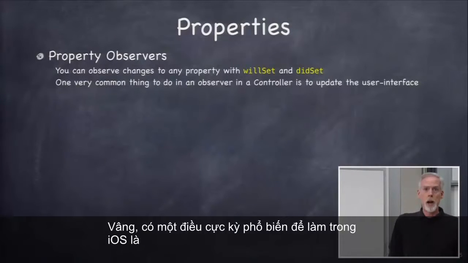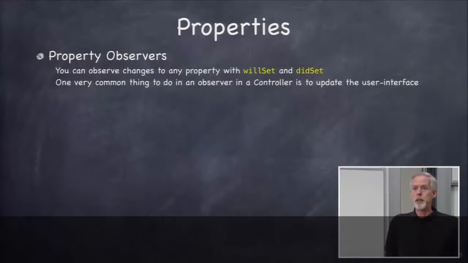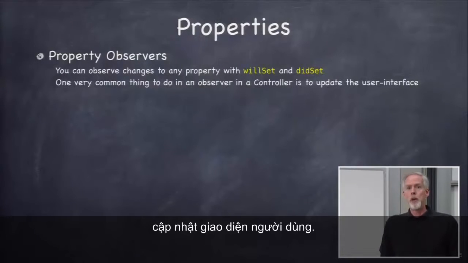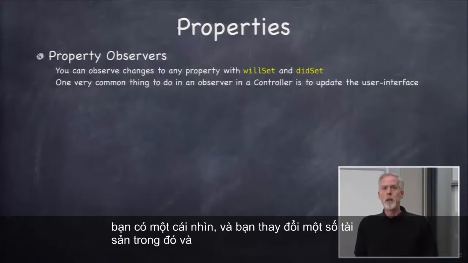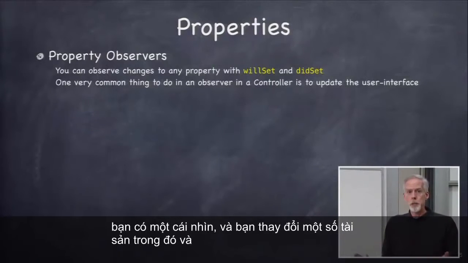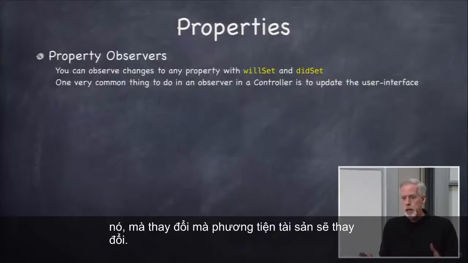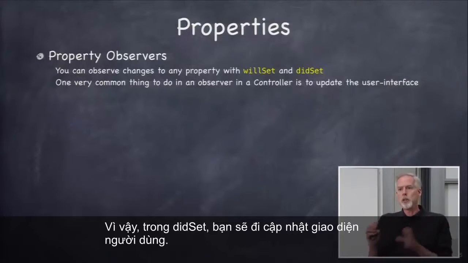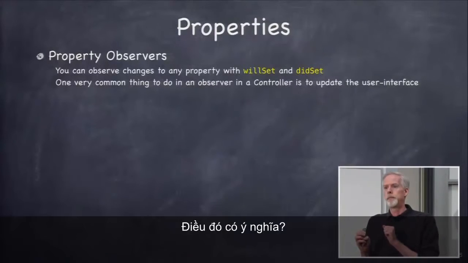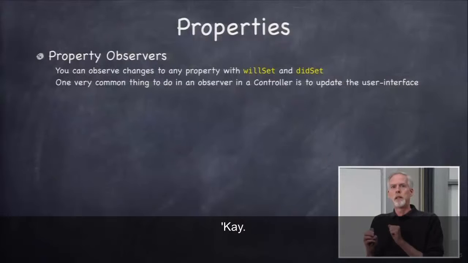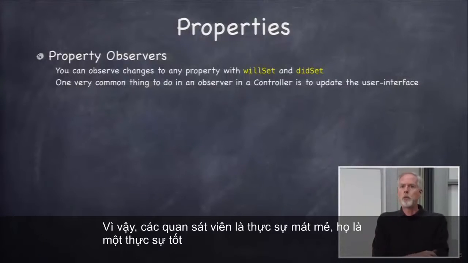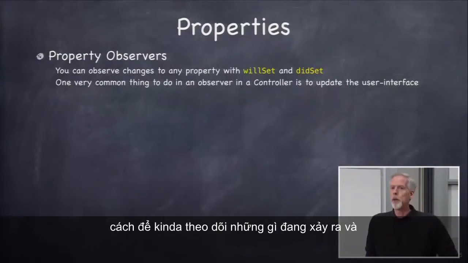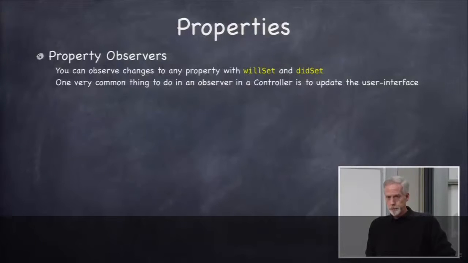Well, one extremely common thing to do in iOS is to update the user interface. So you have some view controller, let's say, or you have a view, and you change some property in it, and changing that property means the UI would change. So in the didSet, you'll go update the user interface. Does that make sense? Okay, so the observers are really cool. They're a really good way to keep track of what's going on and keep things in sync.